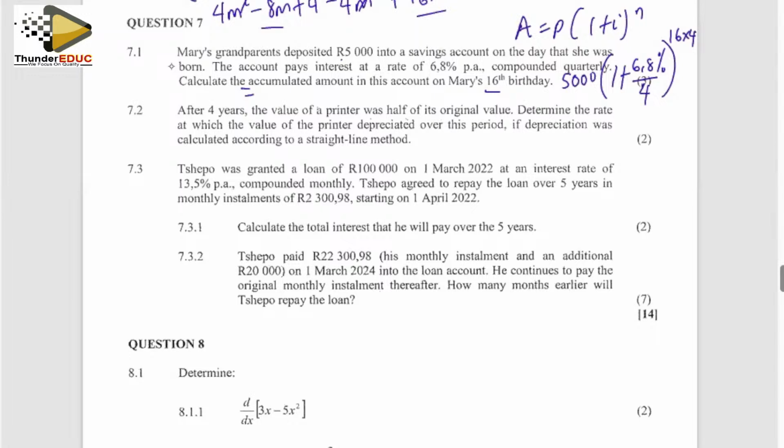I'm using 6.8%, so I'll use the percentage symbol. Alternatively, you can use 0.068 over 4. So 5,000 times 1 plus 6.8% over 4, all to the exponent of that, I'm getting 14,706.56, round about that value. Okay, so that is 7.1 for 3 marks.